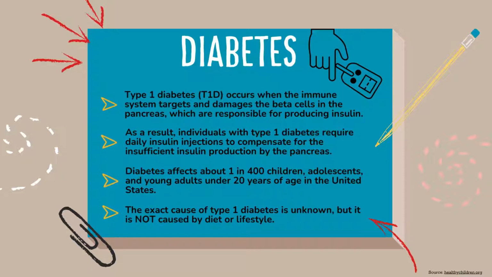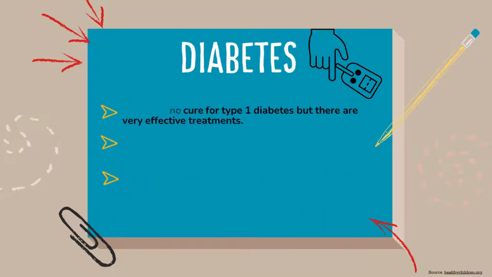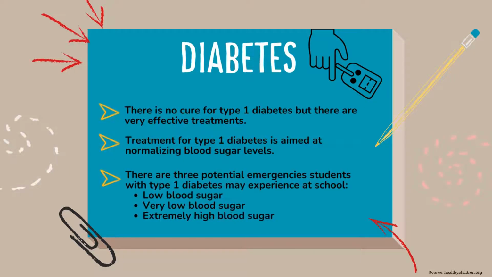In the United States, diabetes affects about 1 in 400 children, adolescents, and young adults under the age of 20. While the exact cause of type 1 diabetes is unknown, it is not caused by diet or lifestyle. There is no known cure for type 1 diabetes, but there are very effective treatments aimed at normalizing blood sugar levels. But this requires constant vigilance, both day and night.